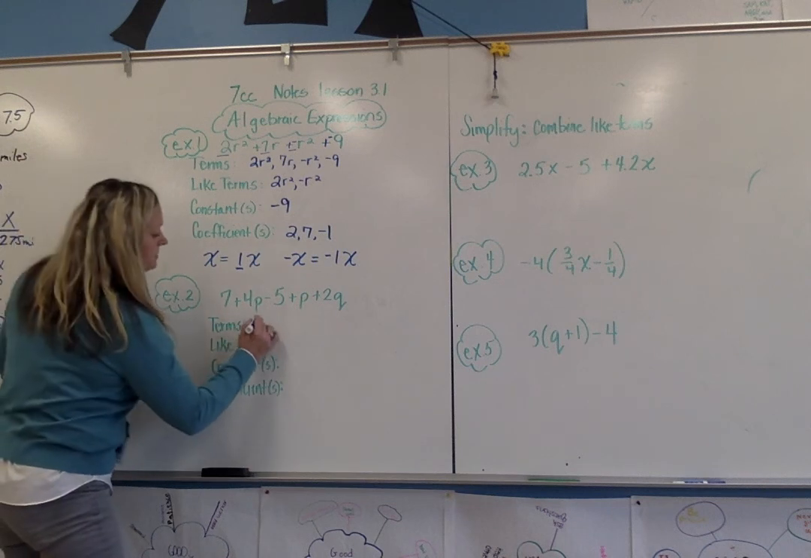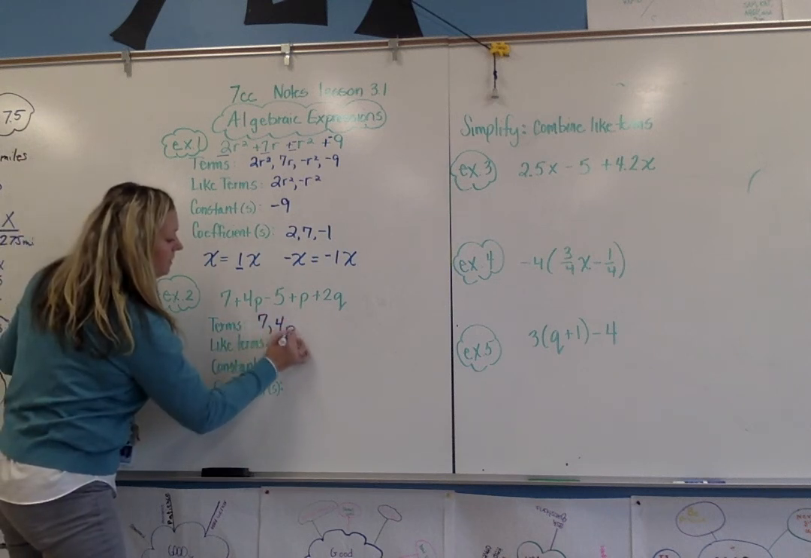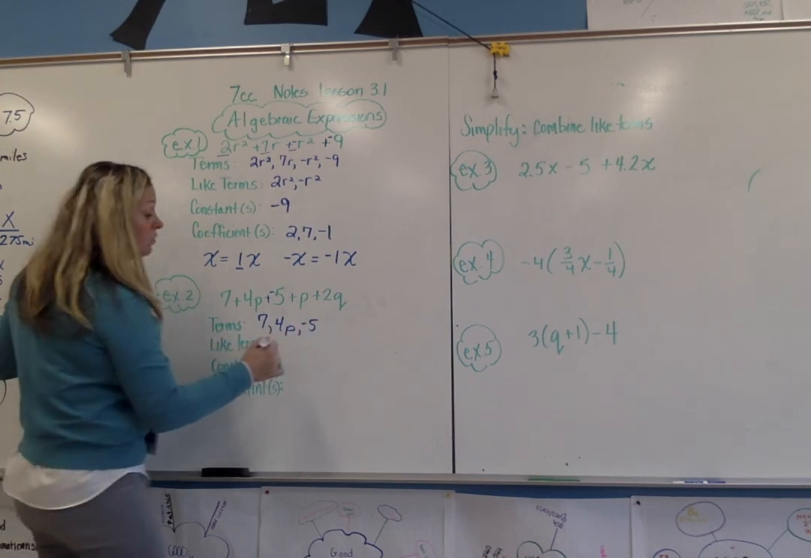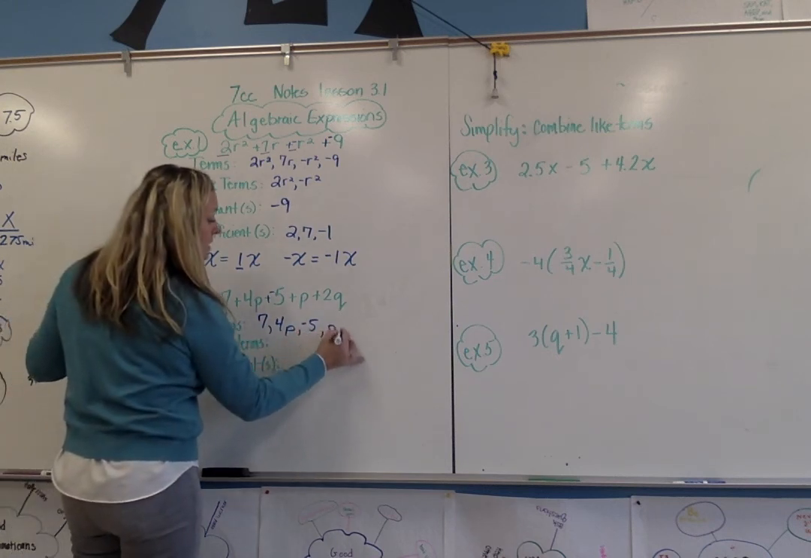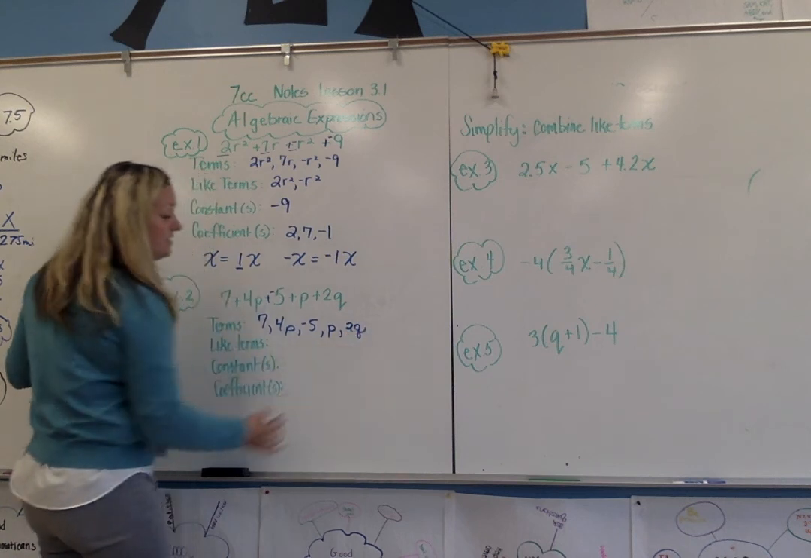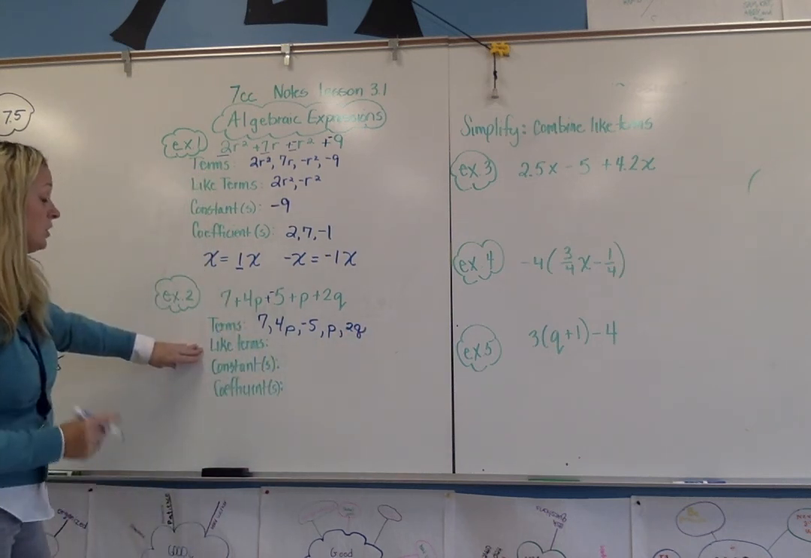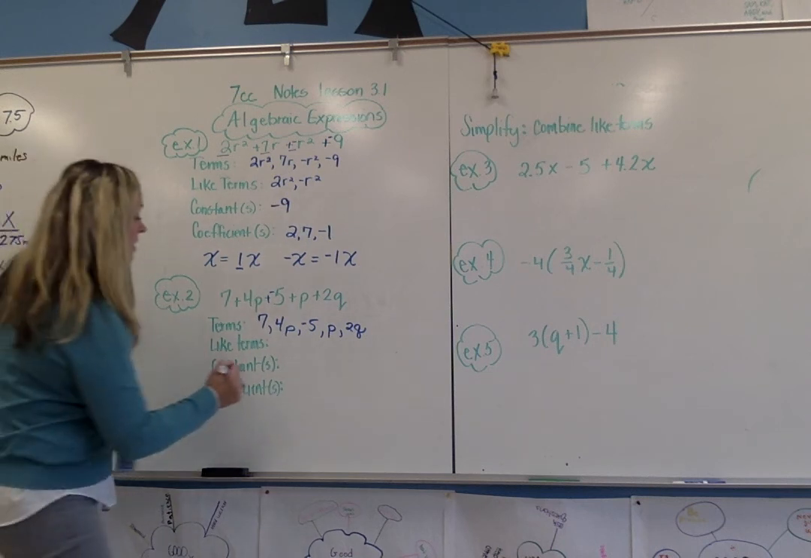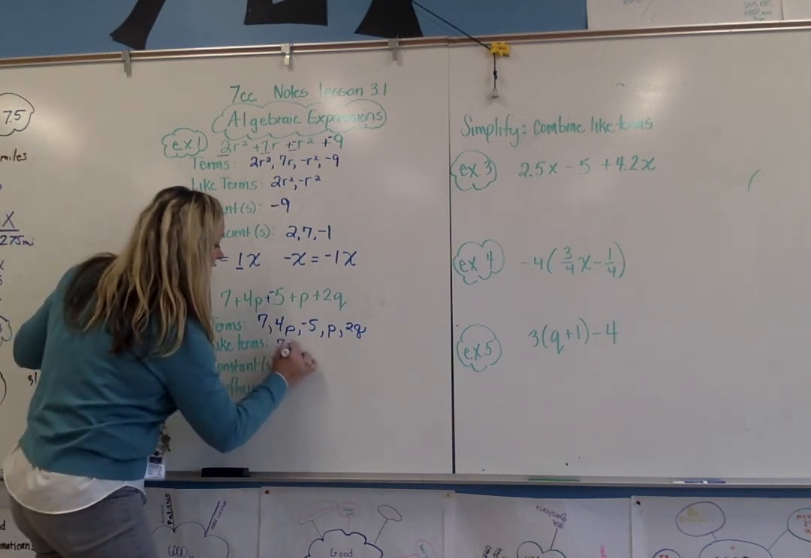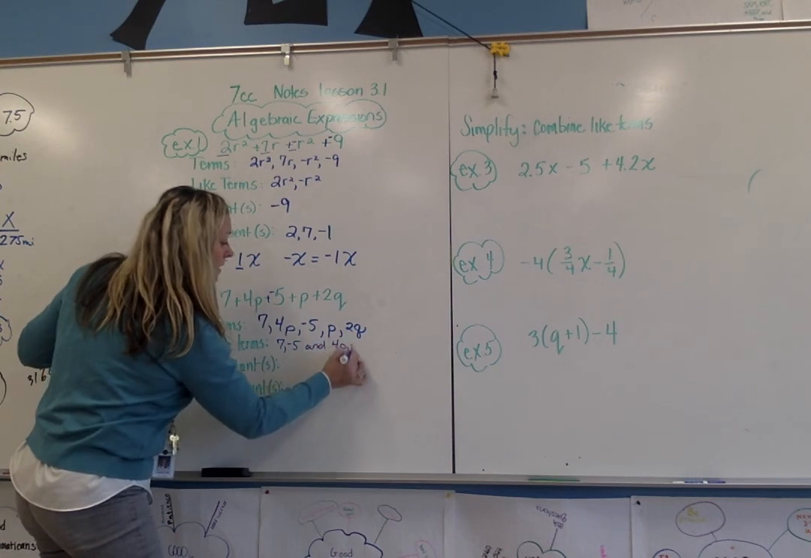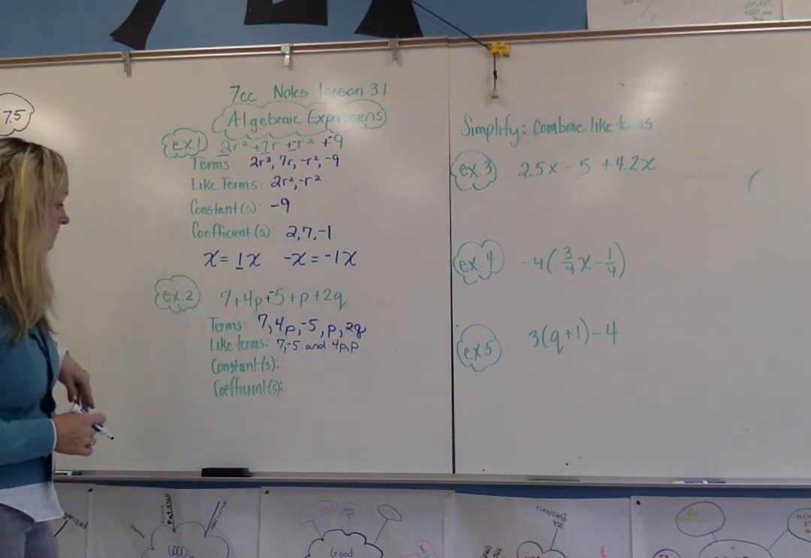So what are my terms? I have a 7, I have a 4p. Oh, look, I have a negative 5 because I changed it to an equivalent addition expression. I have a p and I have a 2q. And I did that by separating them with commas. Now, like terms are terms that I could add. So I can add a 7 and a negative 5. And I can add a 4p and a p, like terms.